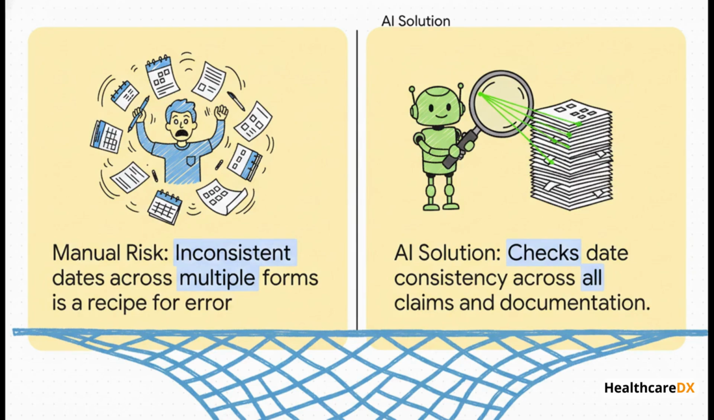An AI solution, on the other hand, acts like a digital detective, scanning everything to make sure every single date lines up perfectly. It's an incredible safety net.